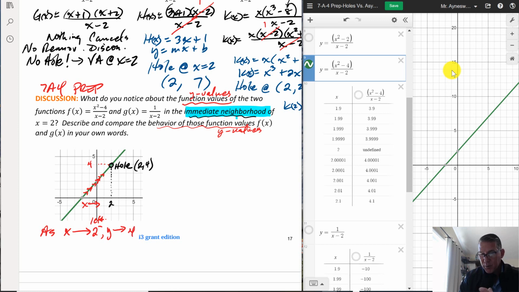Remember that arrow is a new symbol. Let me write it down somewhere. So this new symbol, the arrow symbol, means approaches. Okay, so write that down.